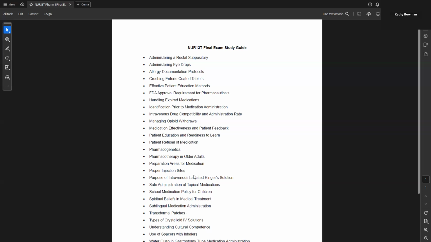Purpose of IV LR, lactated ringers. I think we've talked a lot about this. What is the purpose of lactated ringers? First of all, lactated ringers, is this? So, Gabby, it's not normal saline, right? Normal saline is normal saline.